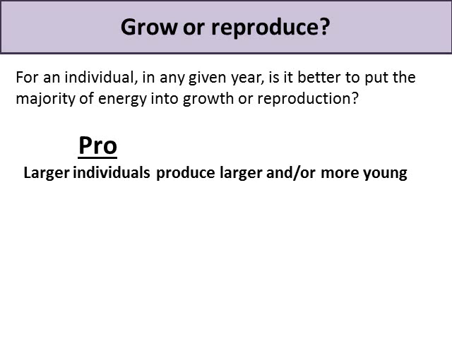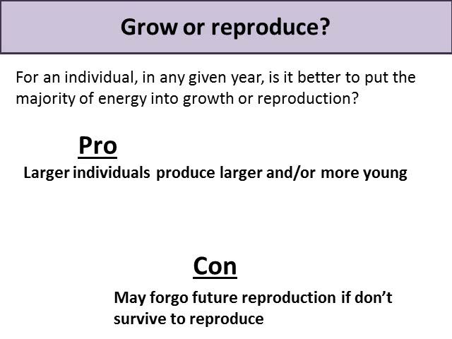And so if, say, you are an organism that lives many years, and you even have multiple reproductive events in your life, if you forego reproduction this year, you can put that energy into growth, and next year you can be even bigger and have more offspring. And that can be a really good thing. It also, though, has a risk, because you may forego future reproduction if you don't make it to the next year. So that is a really big con to this.